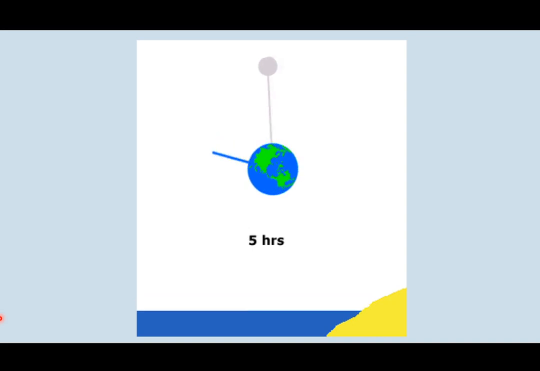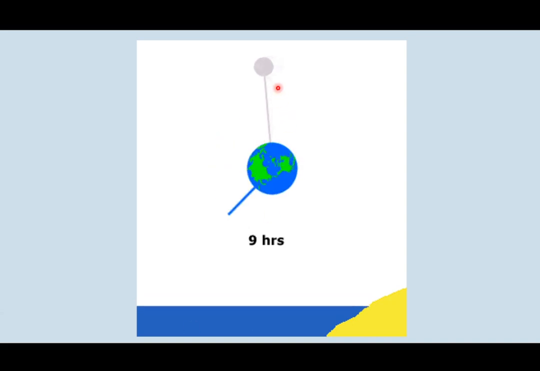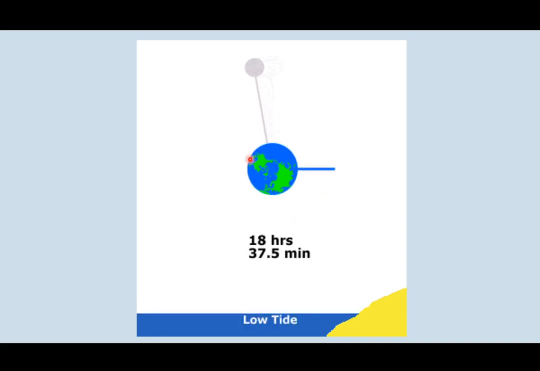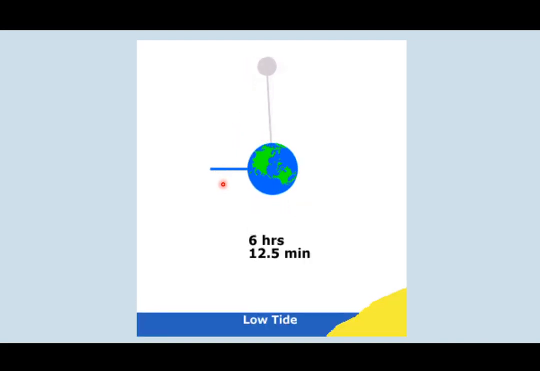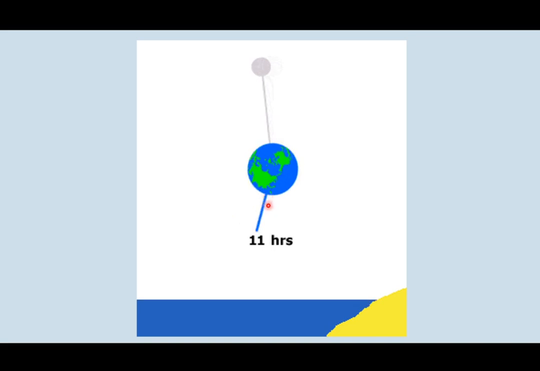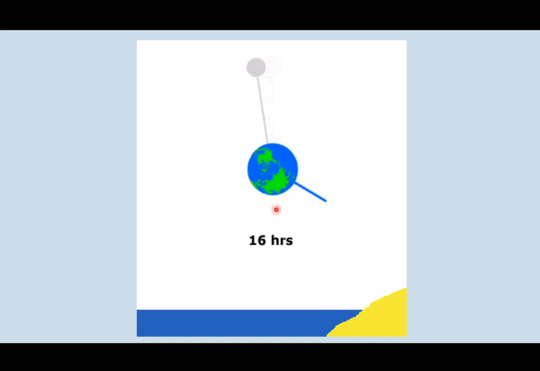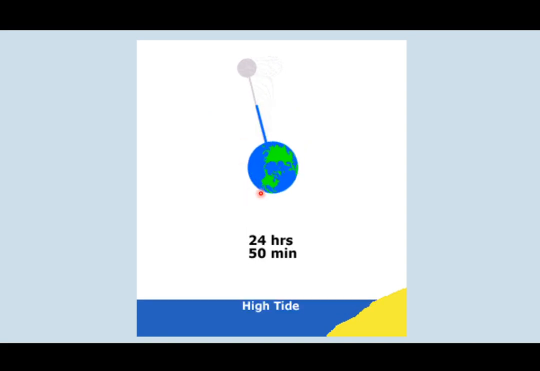So here we have our Earth. This part is basically being pulled out by the moon's gravitational pull, as well as the side opposite of it. And we can see that even though it's the other side, there's still a high tide on the exact opposite side. So this is kind of what we see of the high and low tide.